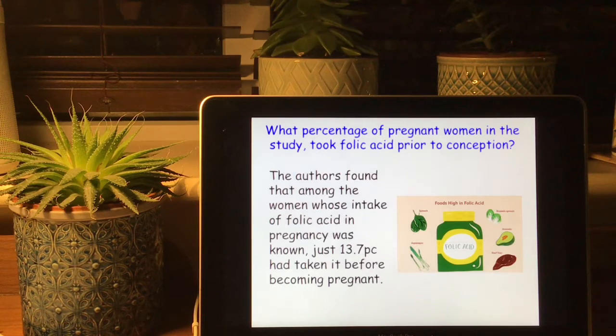So in the study of that article that you just read, what percentage of pregnant women in the study took folic acid prior to conception? And as you read back or think back, you will remember that it was just 13.7%, a very low percentage of women took folic acid.